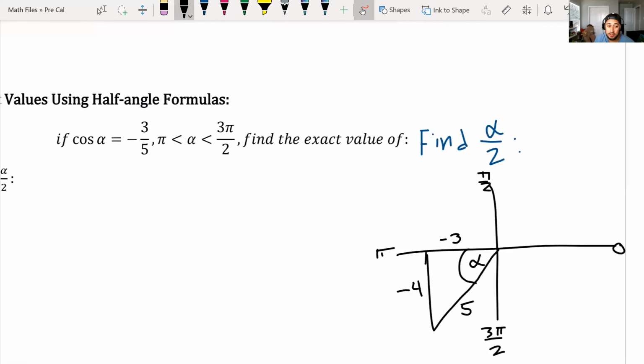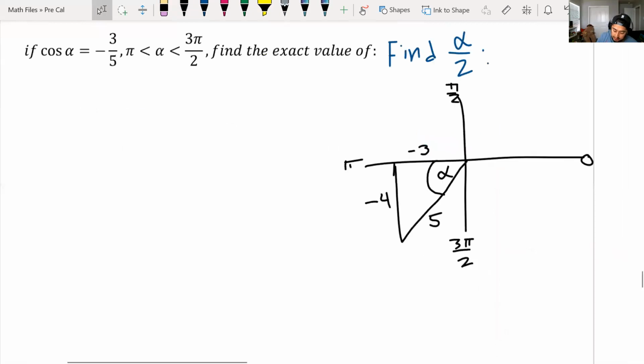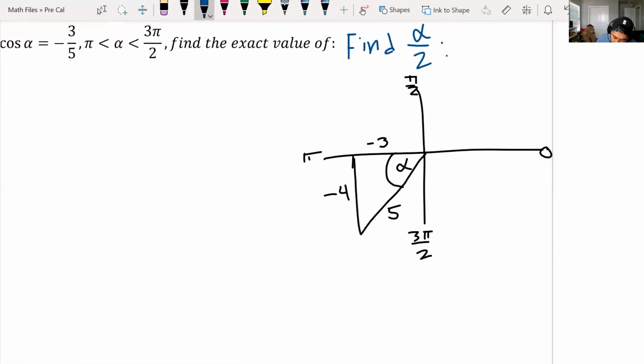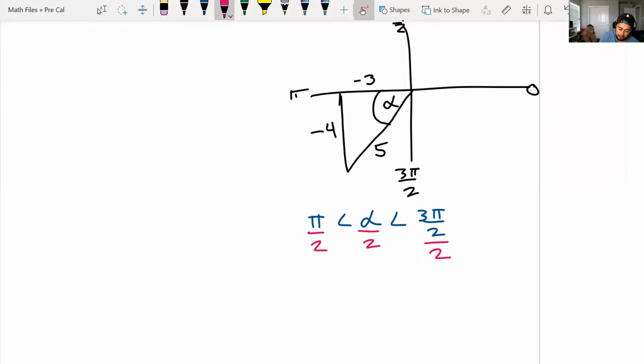I said we need to find alpha over 2, and the way we're going to do that is take the restrictions given above. So I'm going to rewrite the restrictions that are given above. Pi less than alpha less than 3 pi over 2. And the way to find the location of alpha over 2 is to take these restrictions and divide them by 2. So this means that our half angle is going to be stuck between pi over 2 and 3 pi over 4.